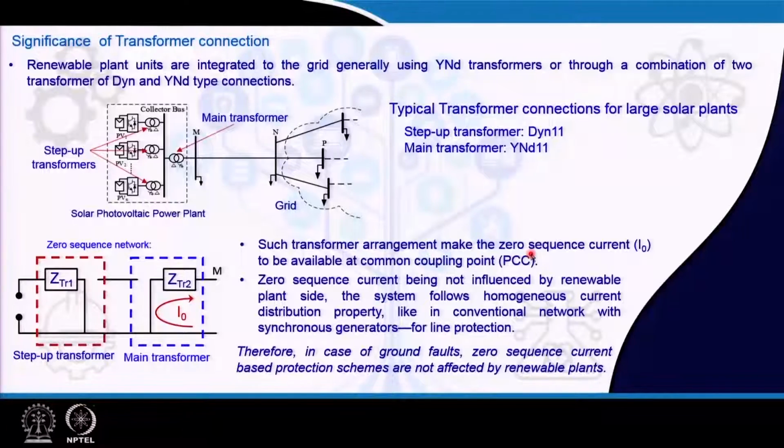Such transformer arrangements make the zero sequence current available at the common coupling point. So what happens to the zero sequence network in this case? Earlier you have seen the sequence component networks for positive, negative and zero sequence for the converter. Now we consider the transformer part. In the transformer part, the first stage is this Dy11 part.